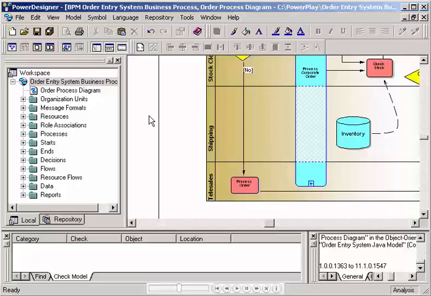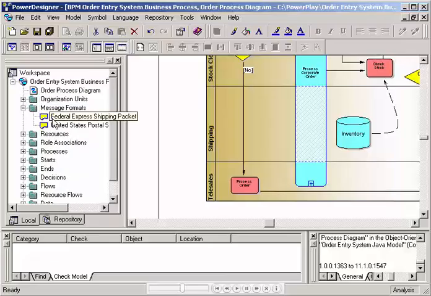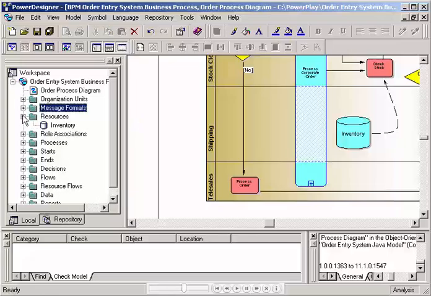So the artifacts that we're dealing with start with organizational units. Organizational units are the swim lanes in a swim lane diagram, but may also be drawn as an actor in a free-flowing diagram. Message formats represent a specific kind of information, a structured information being passed from one process to another, or to or from a resource. The resources indicate anything that can be created, read, updated, or deleted, and perhaps even executed, and may or may not represent any kind of electronic or information system.